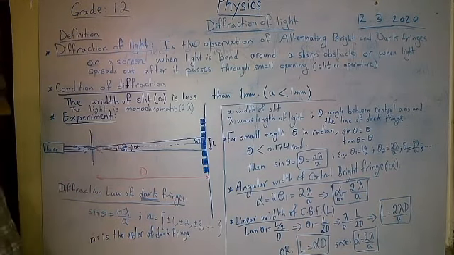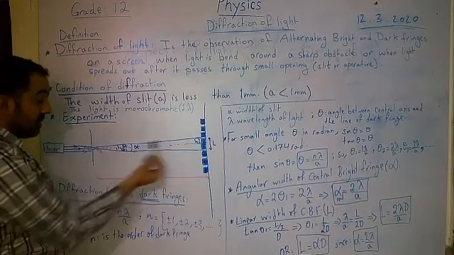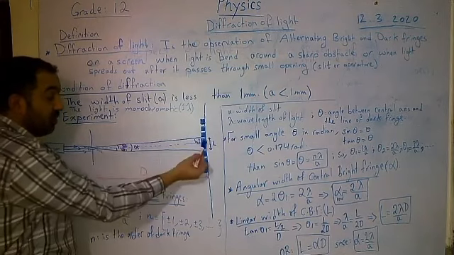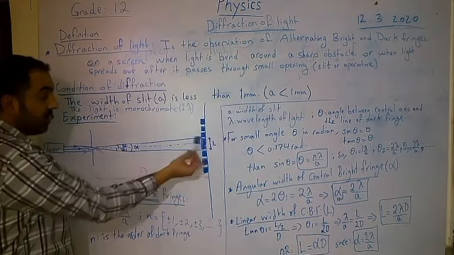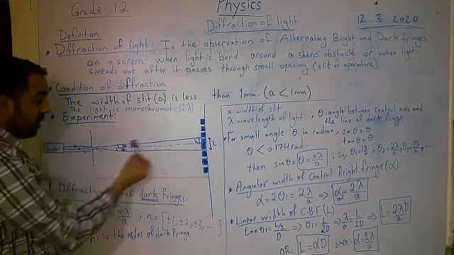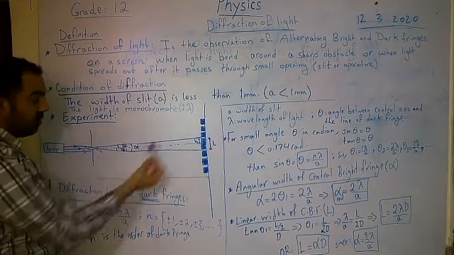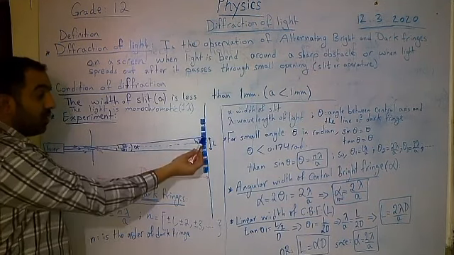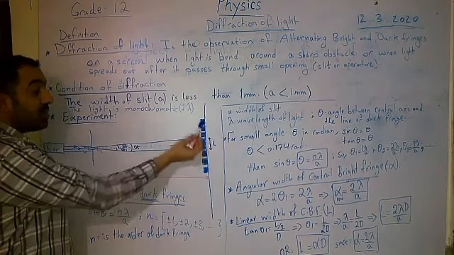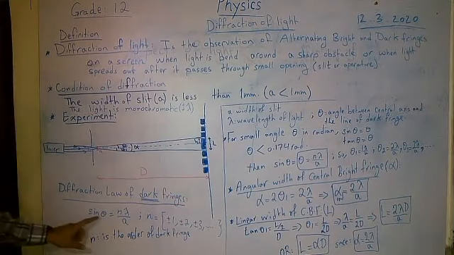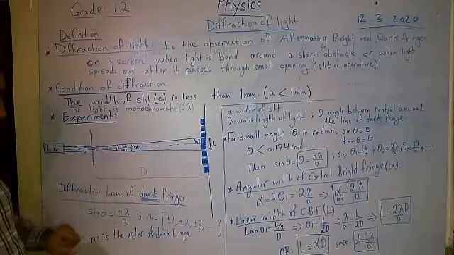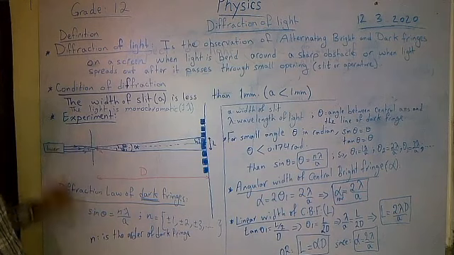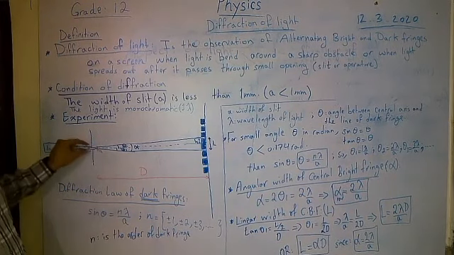Theta is the angle between the central axis and this line, which is for the dark fringes. For the first dark fringe, maybe for the second dark another line, and so on. So this is angle theta, between the central axis and this line. We set it for dark fringes only. So sine theta equals n lambda over a. Lambda is the wavelength of the light of the source. a is the width of the slit.